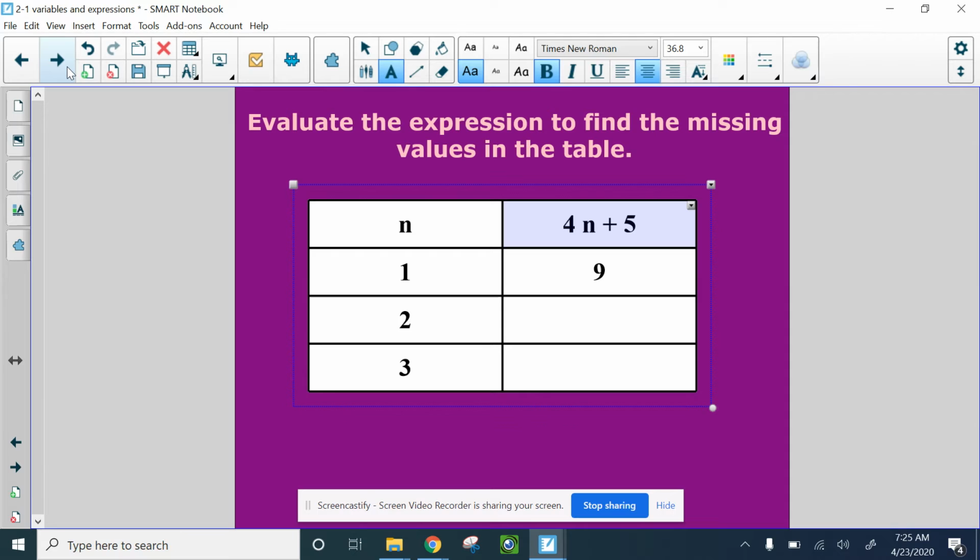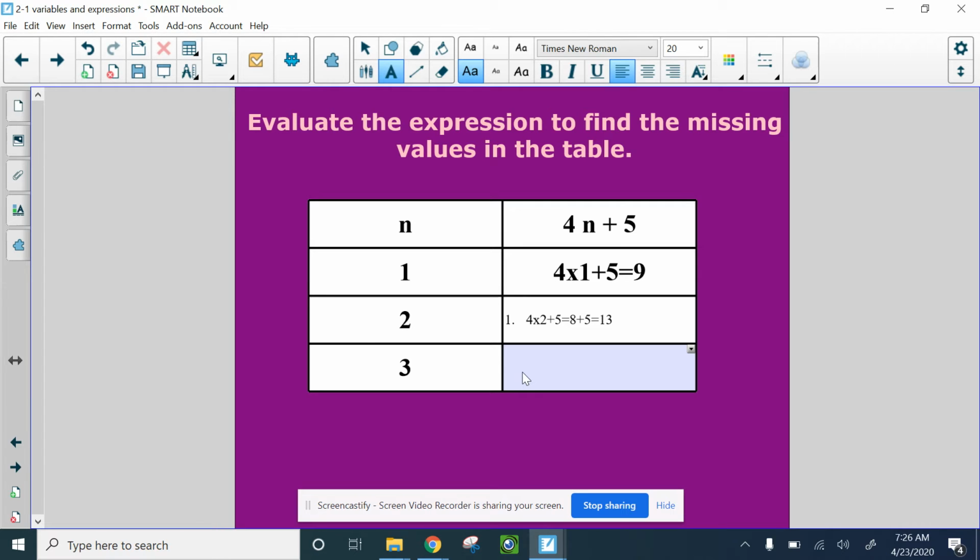Let's look at this table now. If I have 4n plus 5, again, this means I'm going to do 4 times n plus 5. So if I have n equals 1, I would have done 4 times 1 plus 5. Well, 4 times 1 is 4, plus 5 equals 9. But now what about if n equals 2? I would do 4 times 2 plus 5. Order of operations tells me to do 4 times 2 first, which is 8. 8 plus 5 equals 13. I'm pretty sure we already did this problem, but let's just do it again.